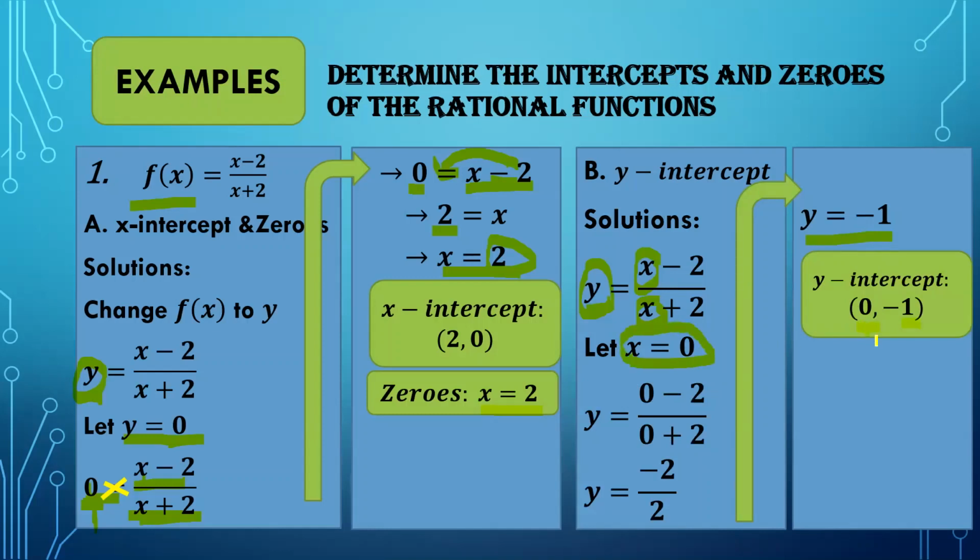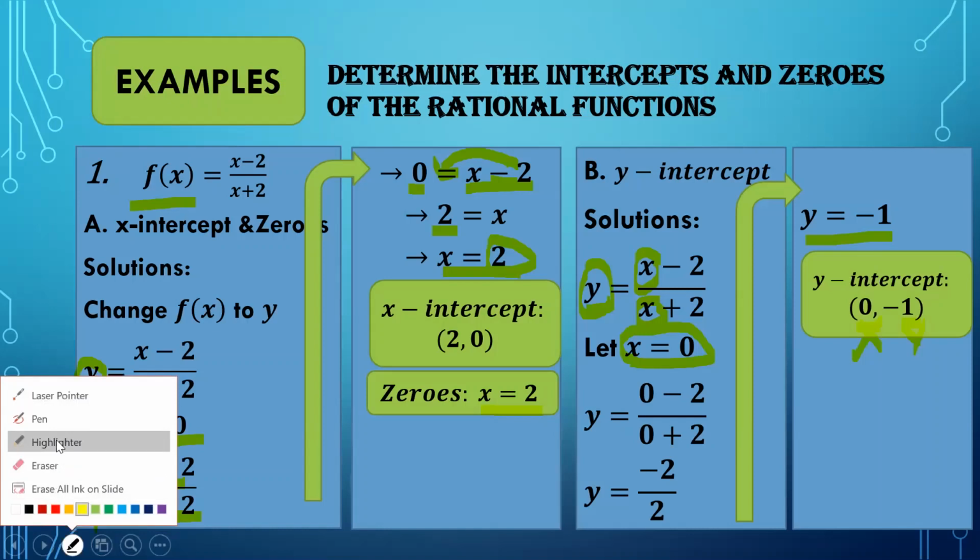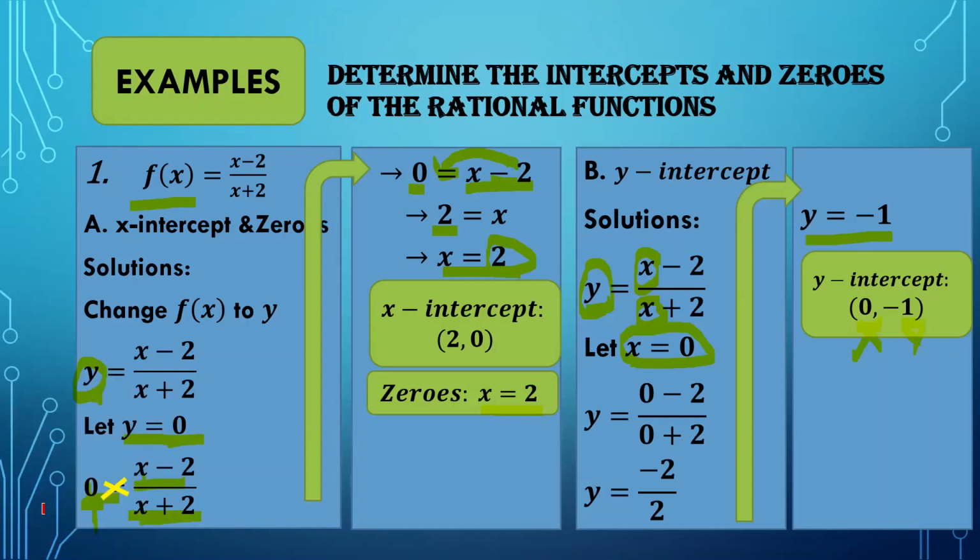So again, this is the x and this is the y, which is negative 1. So therefore, our y-intercept is (0, -1), since we let our x be equal to 0 and solve for y, then we yield y as negative 1. So this is the y-intercept, (0, -1).